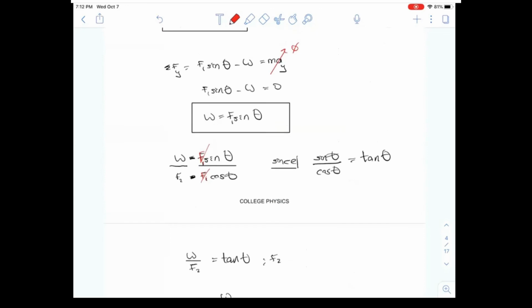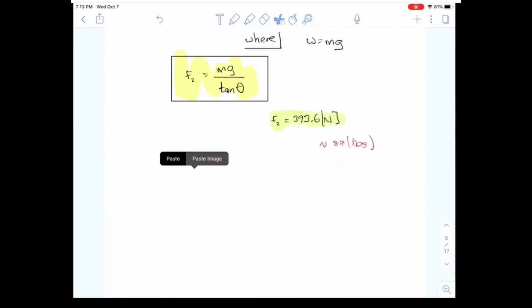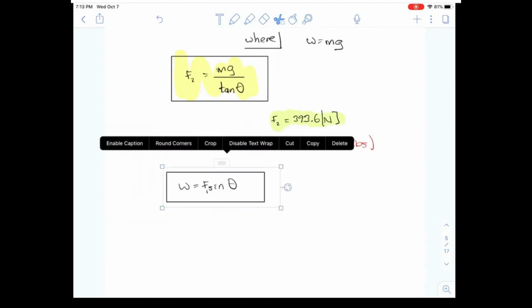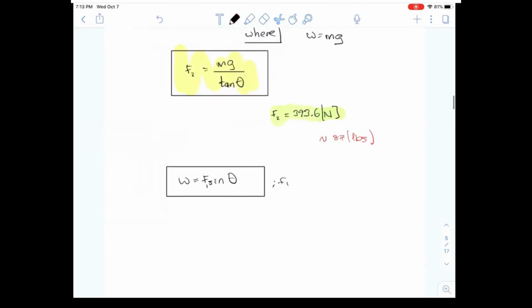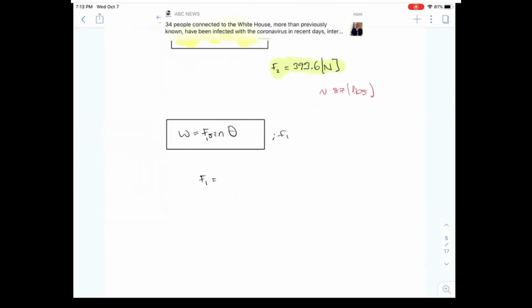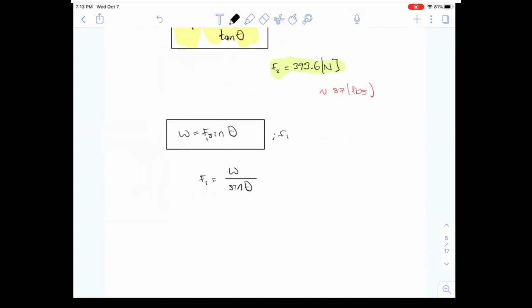Okay, so you can get F1 from here. All right, so this formula should give you F1. That's the one that we will use. So solve for F1. I think every single person kind of knows how to do this, right? So it's going to be W divided by sine of the angle. I get 787 newtons. Okay, so both of you give yourselves 5 points for that one.